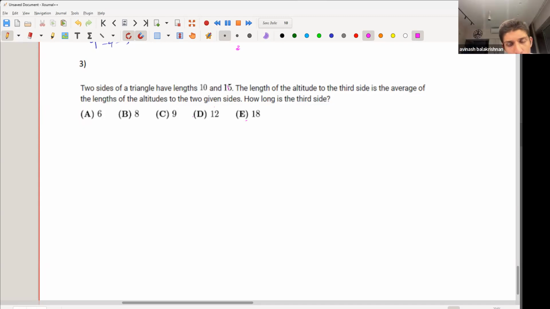So when it says altitude to this third side, it means the altitude ending on the third side, right? How else can it be interpreted? It's clear, no? No. By altitude, I meant the altitude starting from the angle of the third side.